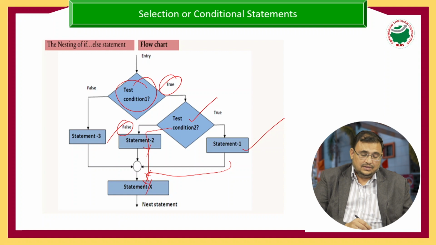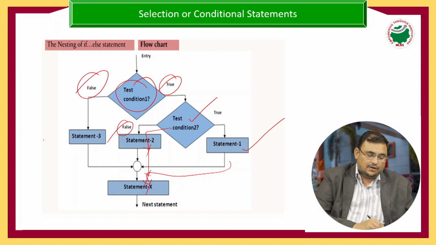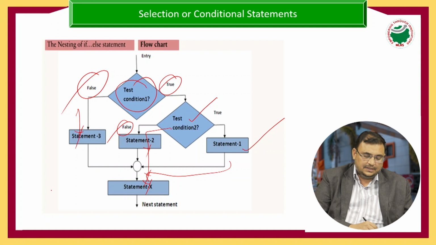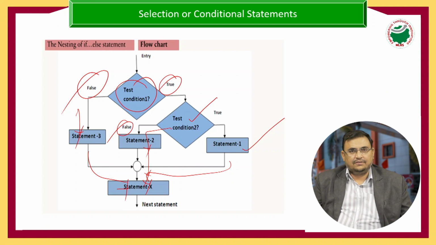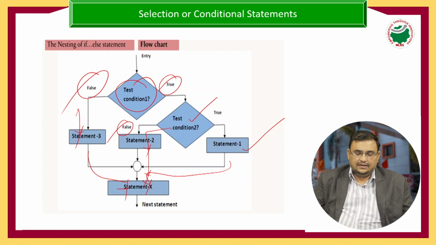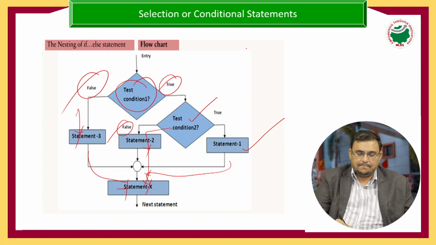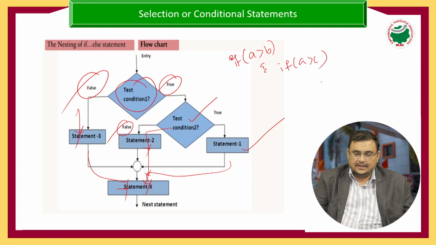Now assume test condition 1 itself is false. Then it executes statement 3, then control goes to statement X. So this is nesting of if else. You can see nesting of if else in a program: if A is greater than B and if A is greater than C, then printf A is big, else B is big, printf B is big.